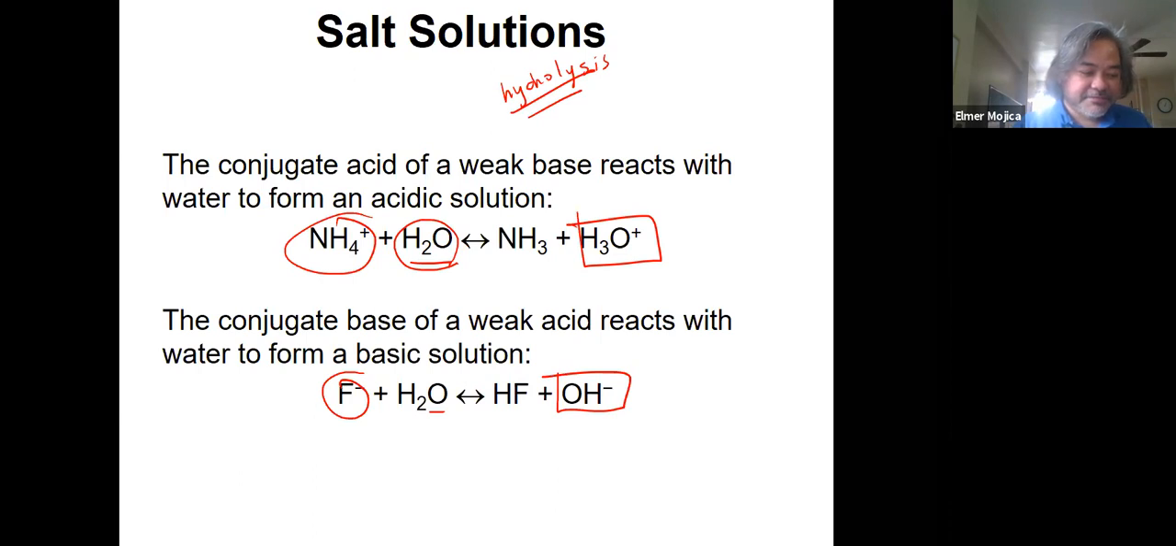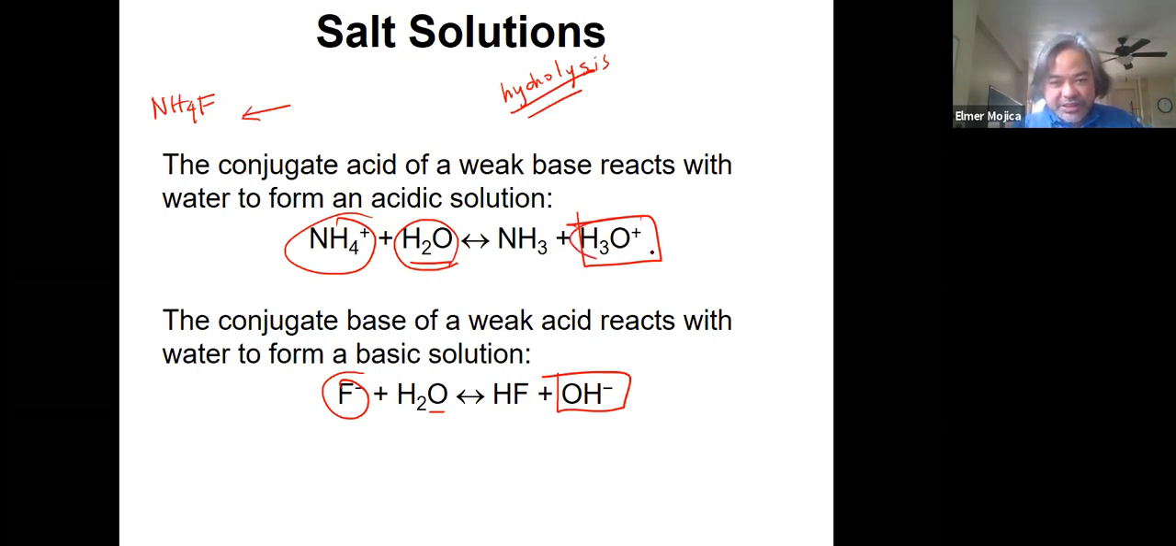Okay? Now, if you have ammonium fluoride as the salt, what could be the acidity and basicity here? Well, both of them produce an H3O plus and a hydroxide minus, so you still have to determine which one is bigger, the Ka or the Kb, which we're going to come back to later. Because as of now, this is the only information that we have. We cannot predict if it's acidic or basic because both ions will hydrolyze.